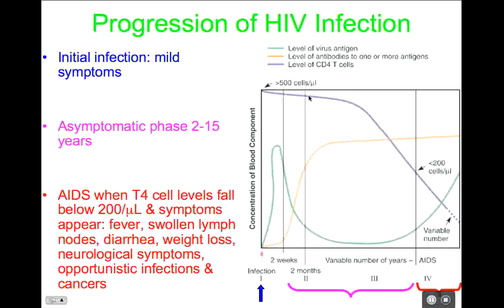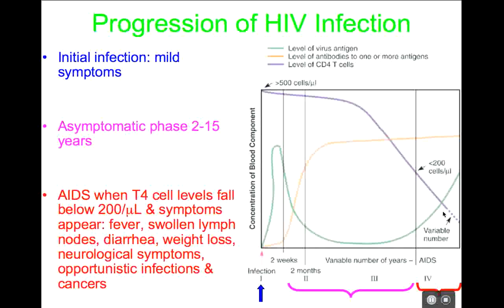But of course, it can't keep up indefinitely. Eventually, it gets to the point where your immune system cannot make T helpers fast enough, and you start to see a sharp drop-off. Right here, the immune system can't make T helpers any faster. And now, as HIV is killing the T helpers, you see a really sharp decline in the number of T helpers in the bloodstream.